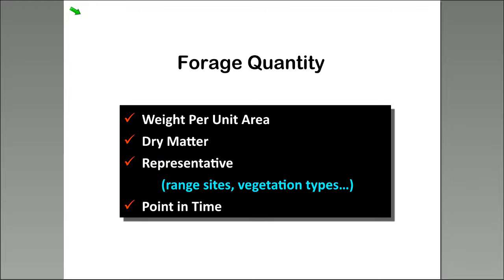And we need to realize anytime we go out and collect a measurement like this, that that's going to represent that point in time where we are in the phenology of the plants out there, the time of year, the season, where we are in the growing season from the beginning to the end when we get to a frost.